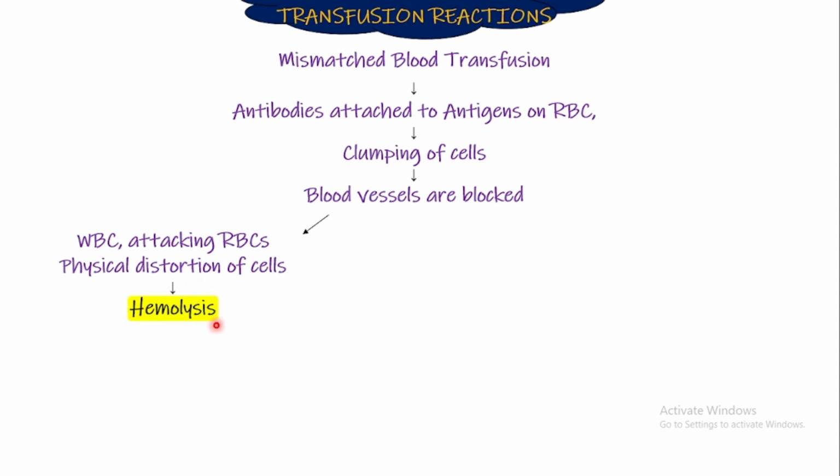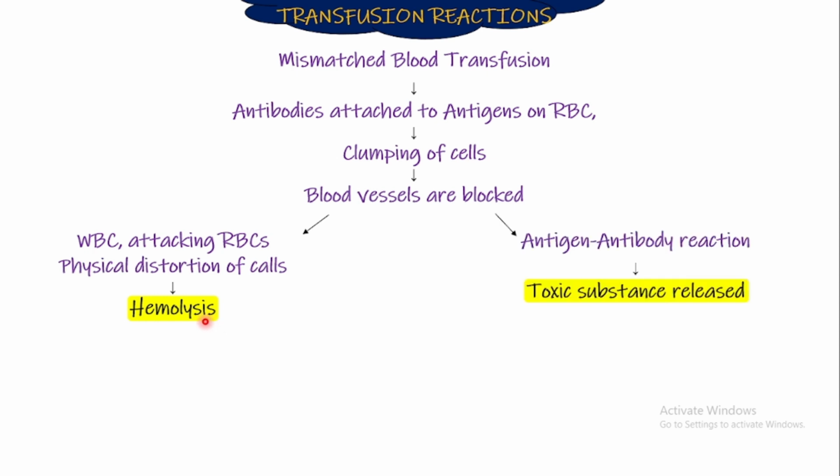Okay? And the second thing is that whenever there is an antigen-antibody reaction, it will result in the release of some toxic substances. Okay? So the antigen-antibody reaction, number one, will form clumps. This clump will be hemolyzed by WBCs, resulting in hemolysis. And the second one is that the antigen-antibody reaction will give rise to a lot of toxic substances.